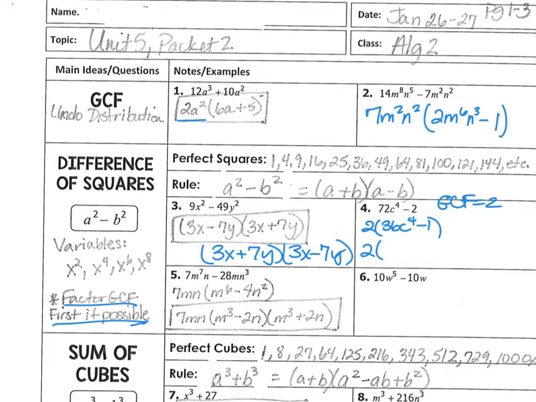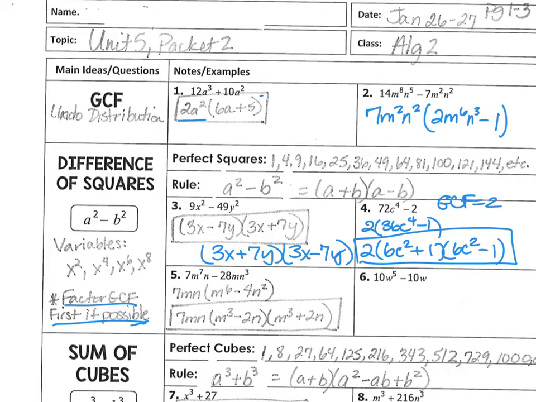So 36c to the 4th, that would be 6c squared and 6c squared, because 6 times 6 is 36, and c squared times c squared is c to the 4th. I'm going to put one plus and one minus. And then for the 1, you're going to have 1 and 1. Okay. So there's your final answer on that.